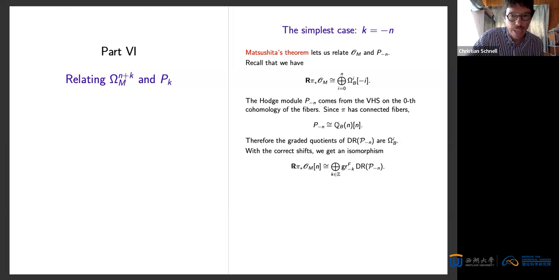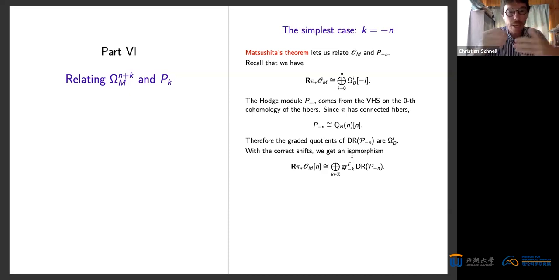And so what I have to do to make this relation is, since OM lives on M, I have to push it down to B to get an object on B. And I get a complex of coherent sheaves on the left. And the statement is that that complex of coherent sheaves can also be gotten from this perverse sheaf P minus N by going to the corresponding Hodge module and then taking graded pieces of the de Rham complex.